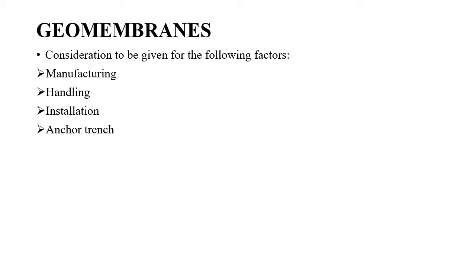Then the next consideration is the handling of these materials or sheets. Mostly these geosynthetic materials come in the form of sheets. Handling includes all the packaging, storing and transporting of these liner materials. When you are doing these jobs, the specific requirements and constraints are to be followed, and it should be carefully done. Otherwise, while packaging or transporting, there is a chance that your material can get defective.